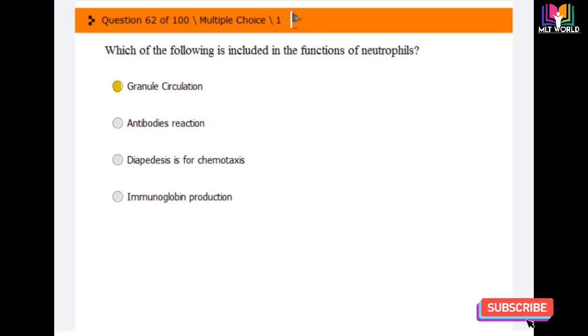Question number 62. Which of the following is included in the functions of neutrophils? Options are granule circulation. Next option is antibodies reaction. Third option is diapedesis for chemotaxis. And the last option is immunoglobulin production. And the correct answer is granule circulation. Granule circulation is included in the function of neutrophils.